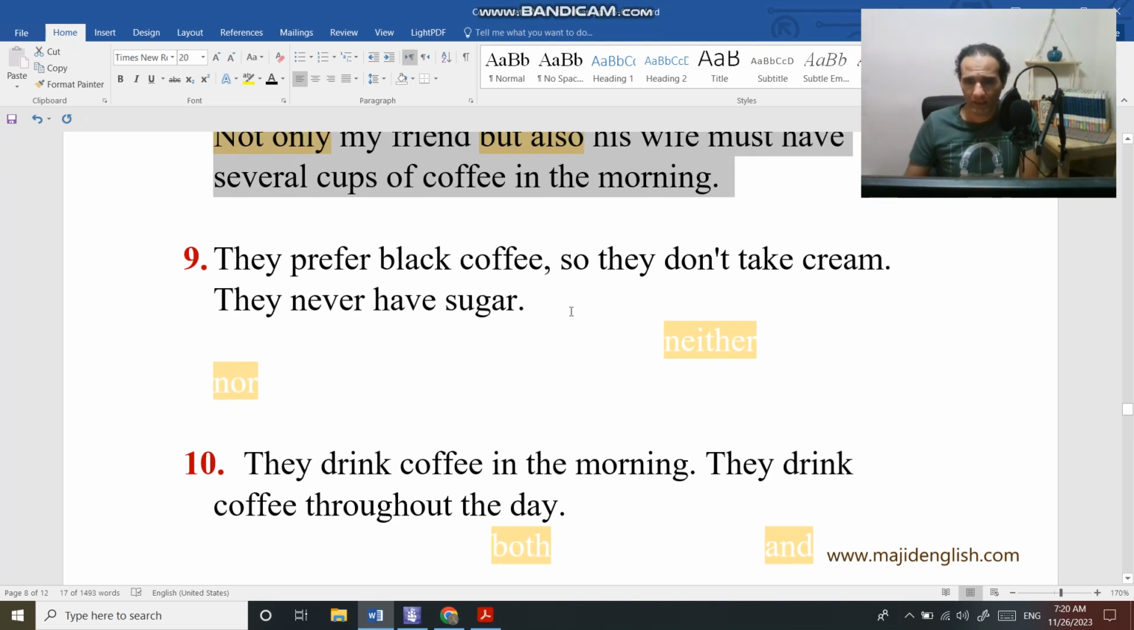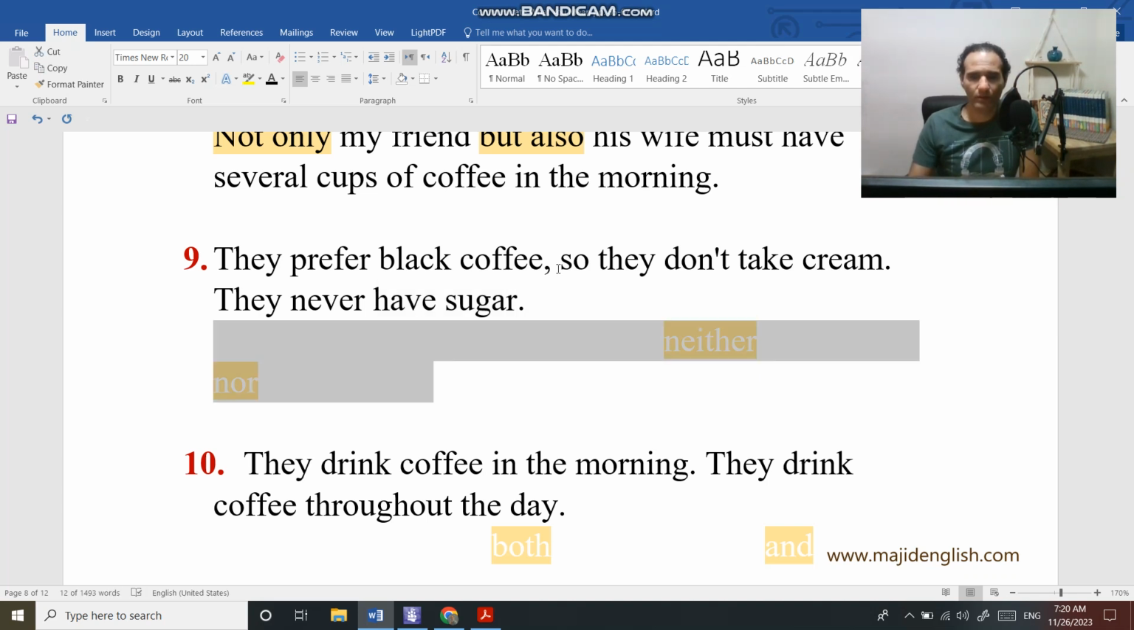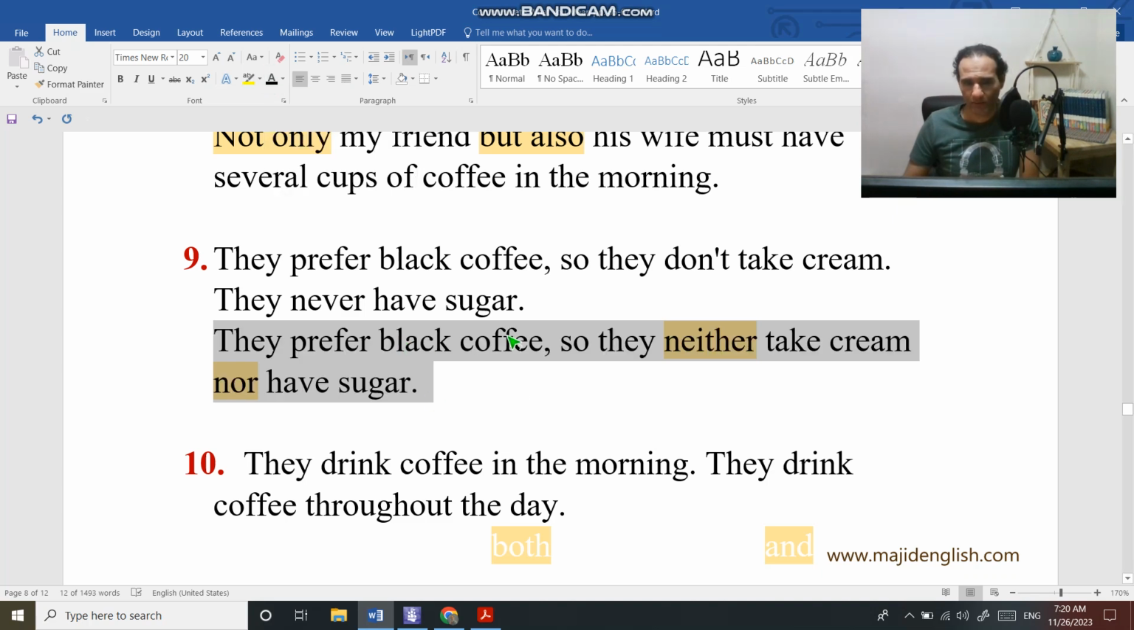They prefer black coffee. They don't take cream. They never have sugar. The combination of two negative sentences. Forget about this part. We are connecting these two: not taking cream, not having sugar. So two negative sentences. We say they prefer black coffee, so they neither take this one nor have that one. They prefer black coffee, so they neither verb phrase nor verb phrase. Parallel and beautiful.